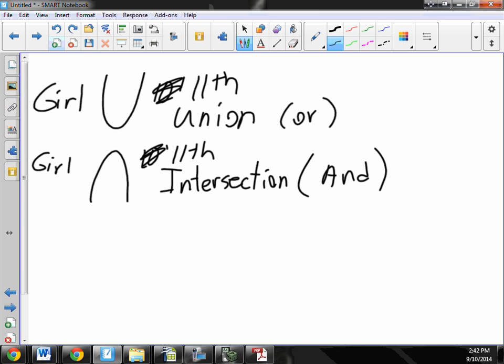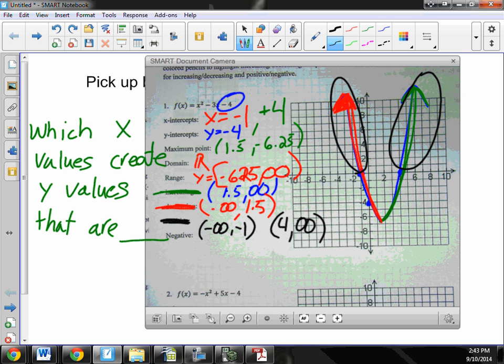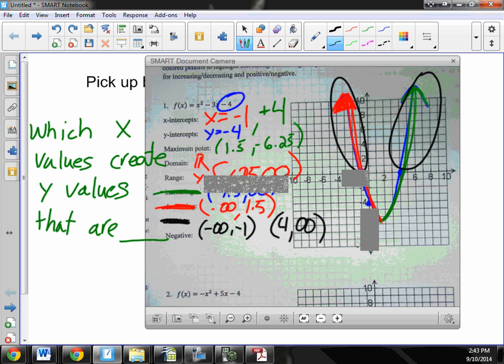So do you get the difference between union and intersection? Union, everybody comes to the party. Intersection, the only people who get to come are those that are in both groups at the same time. So for positive, is this a union or is it an intersection? It's saying, is the graph positive in the left side or the right side, or everything that's in the left and the right?